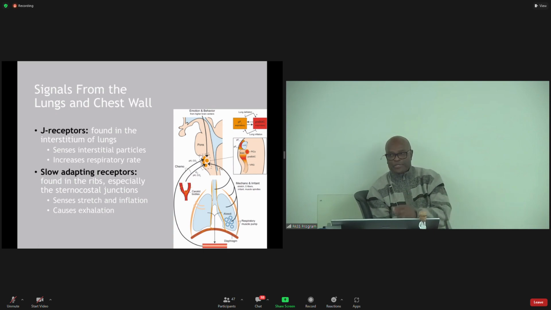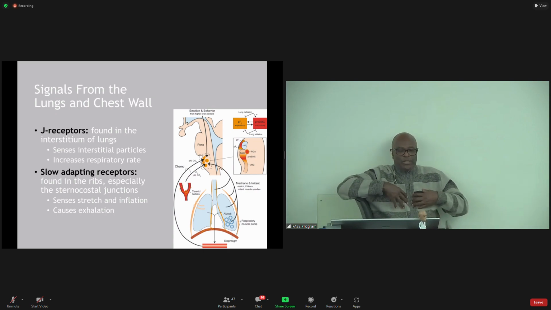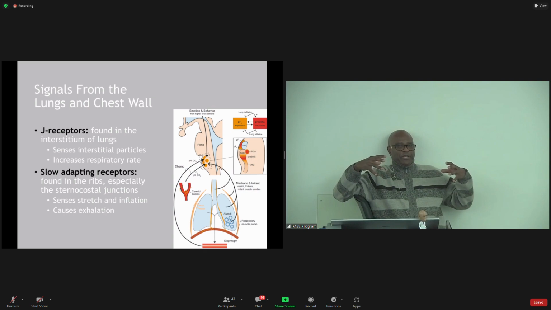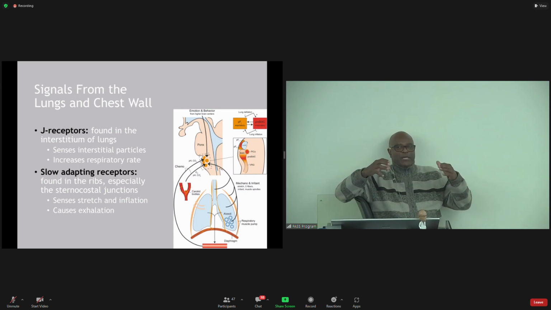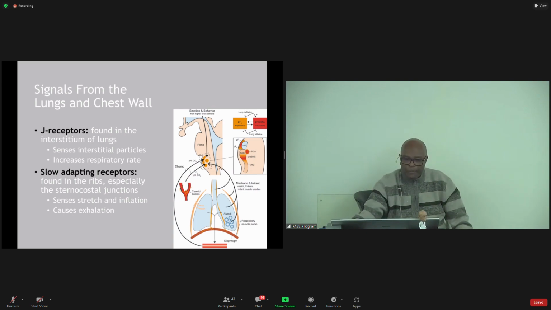Versus slow adaptive receptors, Sandy, they're found in the ribs, especially the sternocostal junctions. They monitor how much your lungs inflate. And they're stretching. It says, hey, exhale, would you? See, because you're pulling a rubber band. I say, hey, you're pulling too much. Exhale. They sense stretch and inflation. They cause exhalation.